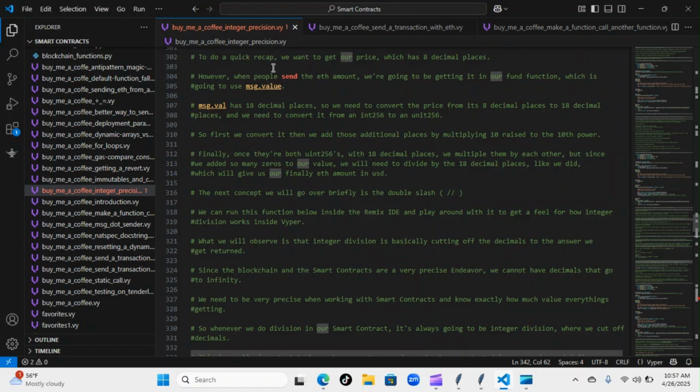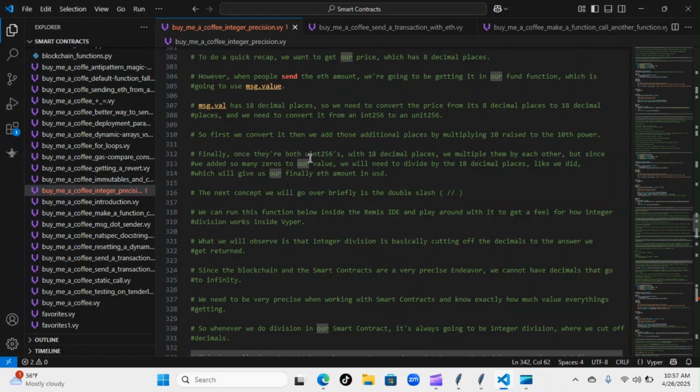To do a quick recap, we want to get our price, which has 8 decimal places. However, when people send the ETH amount, we're going to be getting it in our fund function, which is going to use the message.value. The message.value has 18 decimal places, so we need to convert the price from its 8 decimal places to 18 decimal places. And we need to convert it from our int 256 to an unsigned integer of 256. So first we convert it, then we add those additional places by multiplying by 10 raised to the 10th power.